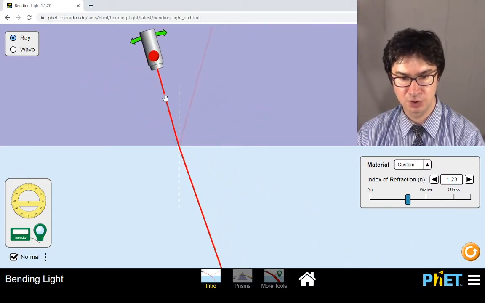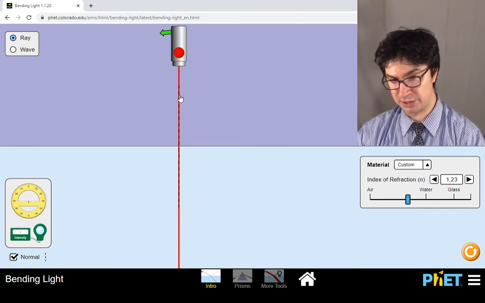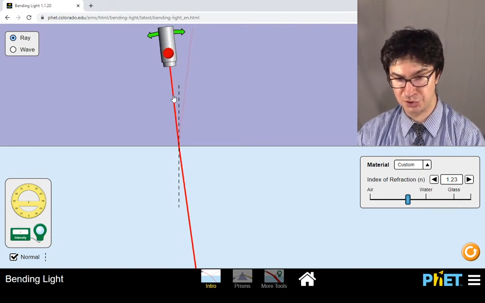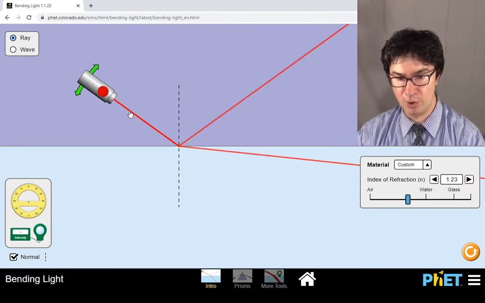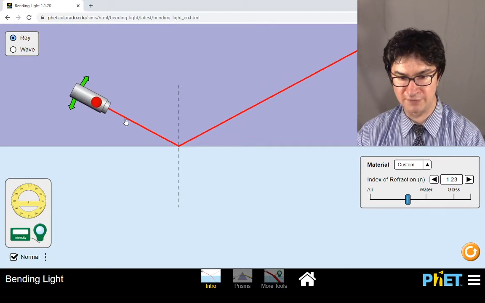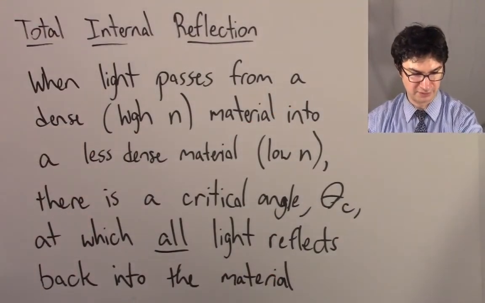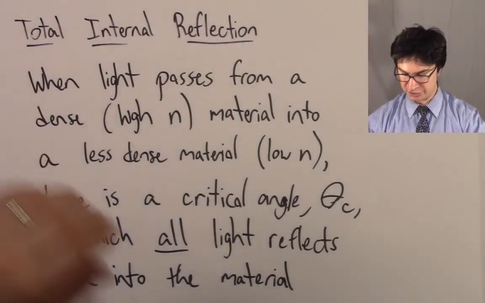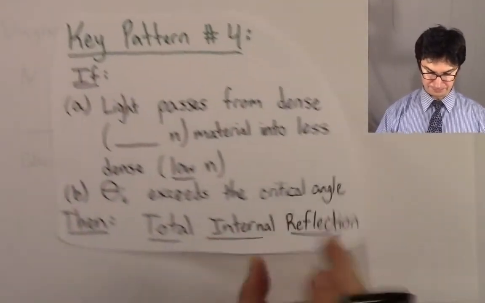So once again, if we start at 0 degrees, and notice, parallel to the normal, there's no bending at all. Only when you start to increase that angle do you see any bending at all. But there is a point where it refracts parallel to the boundary, and then all of it reflects inside. And that is called total internal reflection. So let's take a look at this, and let's call this key pattern number 4.